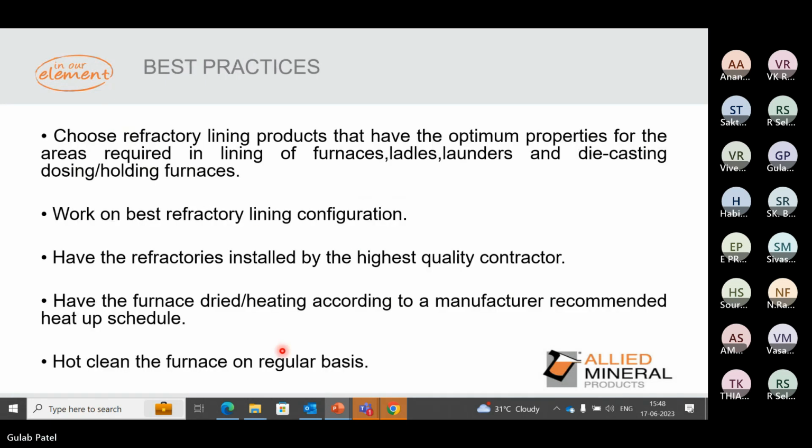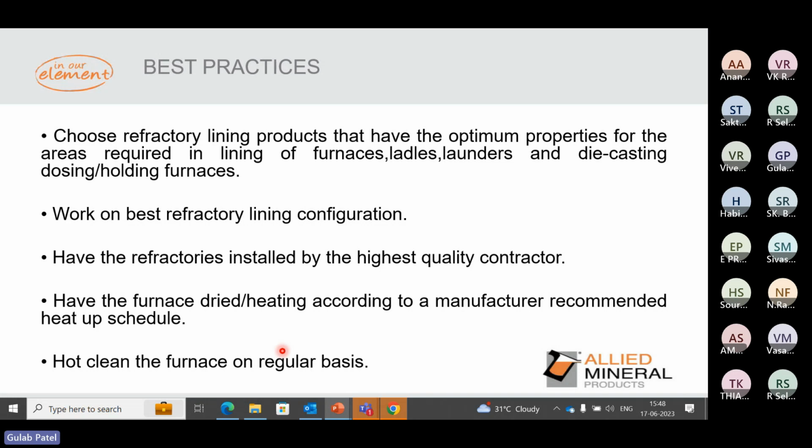So apart from that, selecting and working on the best possible lining configuration, best possible lining products, everything we have done with the equipment. Altogether, I can say it is to choose the refractory lining product that has the optimal properties for the areas required in the lining of the furnaces, ladles, launders, and die casting dosing and molding furnaces.